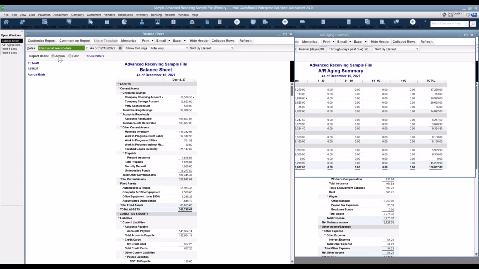Also recognizing that you can change it between the two so that you can actually look at it in both. I have another client that they actually keep their QuickBooks file in accrual basis, but they just run their reports for the tax team in cash. And then that way, when they fill out their tax return, or when the tax team fills out their tax return, they have the right reports.